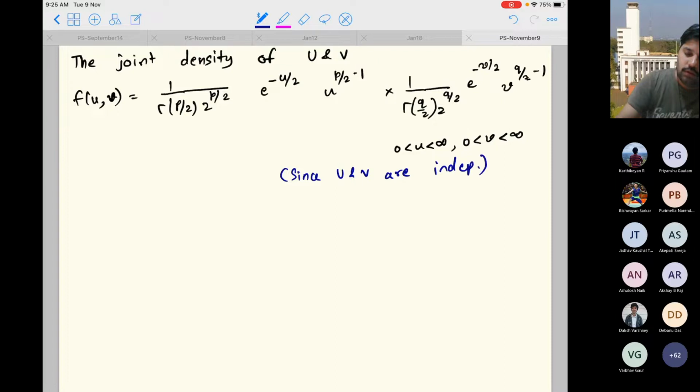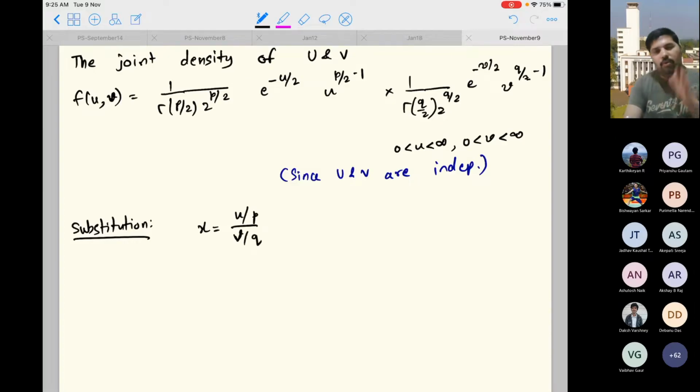Since u and v are independent, the joint is actually the product of marginals. That's what I have done, right? So I do this substitution. What is the substitution I do? The substitution is x equal to (u/p)/(v/q). Okay, so this substitution is what we really want.